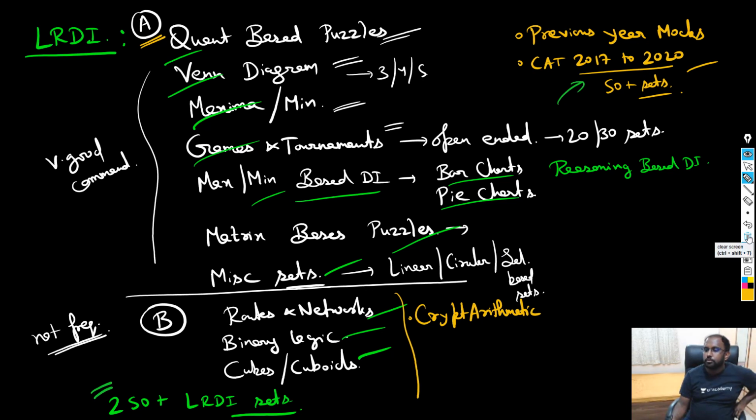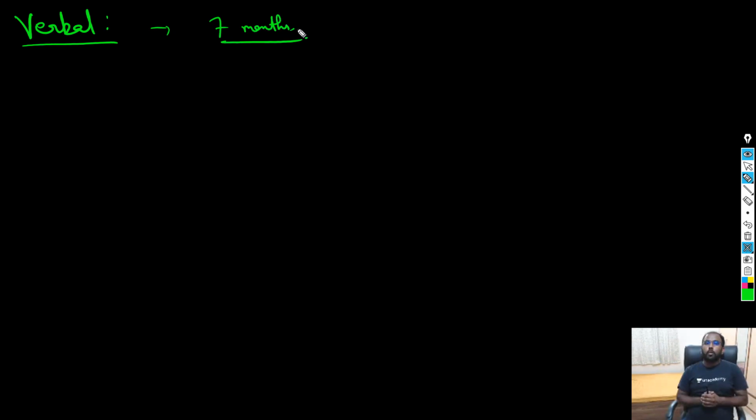Now coming to verbal. So you have time right now, around 7 months. For the people who are weak at verbal right now, the problem remains the same, even if people are repeaters or freshers. The main problem is if they attempt 20 questions in verbal, around 12 to 15 are wrong, and they don't know why they are wrong.